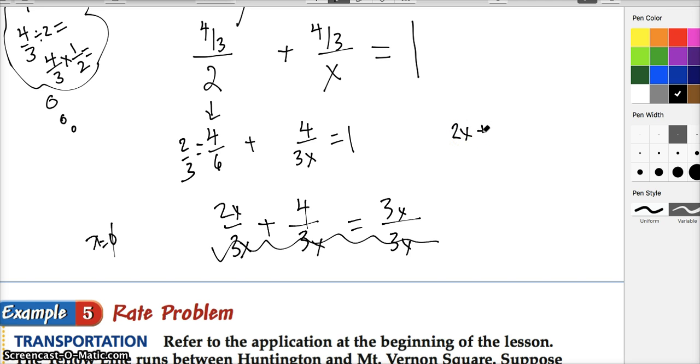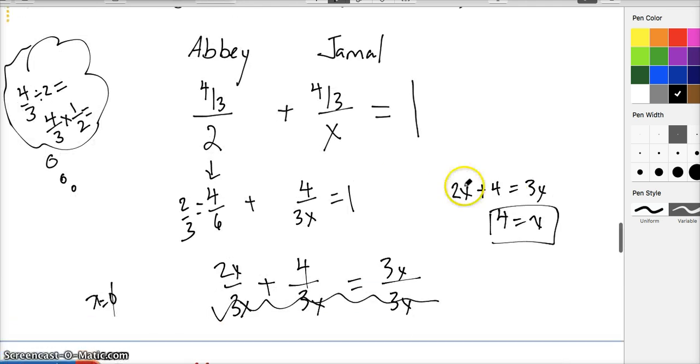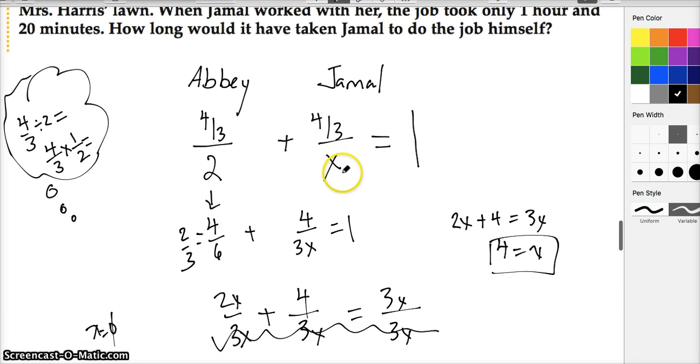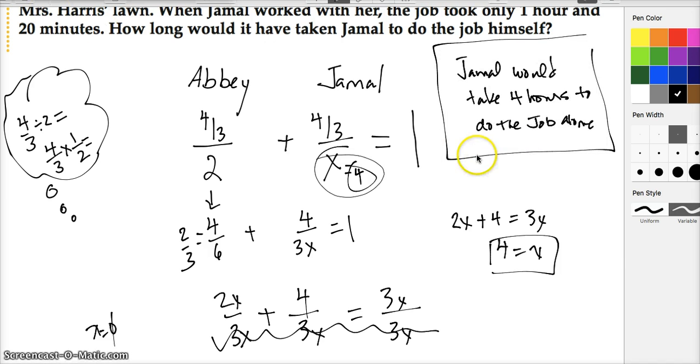Now we've got 2x plus 4 is equal to 3x. We can solve this equation like we would any other. When we subtract 2x from both sides, we get that 4 is equal to x. And therefore, we know that it would take him, what were we looking for? His hourly rate. It would take him 4 hours to do the job. So 4 hours alone, and together they end up doing the job in 1 hour and 20 minutes. Make sense, guys? I hope it does. So let me write it down as a sentence. Jamal would take 4 hours to do the job alone.